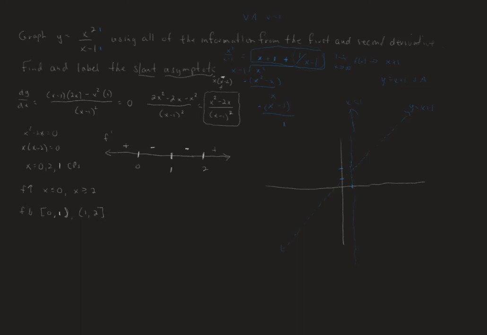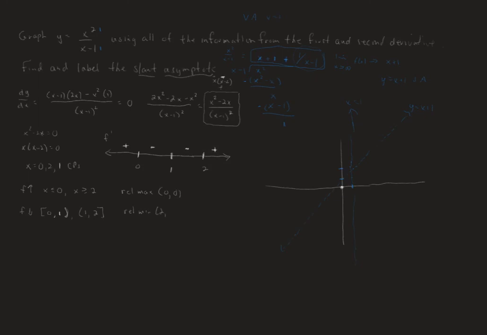Now, we also can see that the derivative goes from positive to negative at 0, so we're going to get our relative max at x equals 0, and when we plug that into the original, we'll get 0 over -1 is 0, so (0, 0) is going to be a relative maximum, and we're going to get a relative minimum at x equals 2, because that's where our derivative changes from negative to positive.